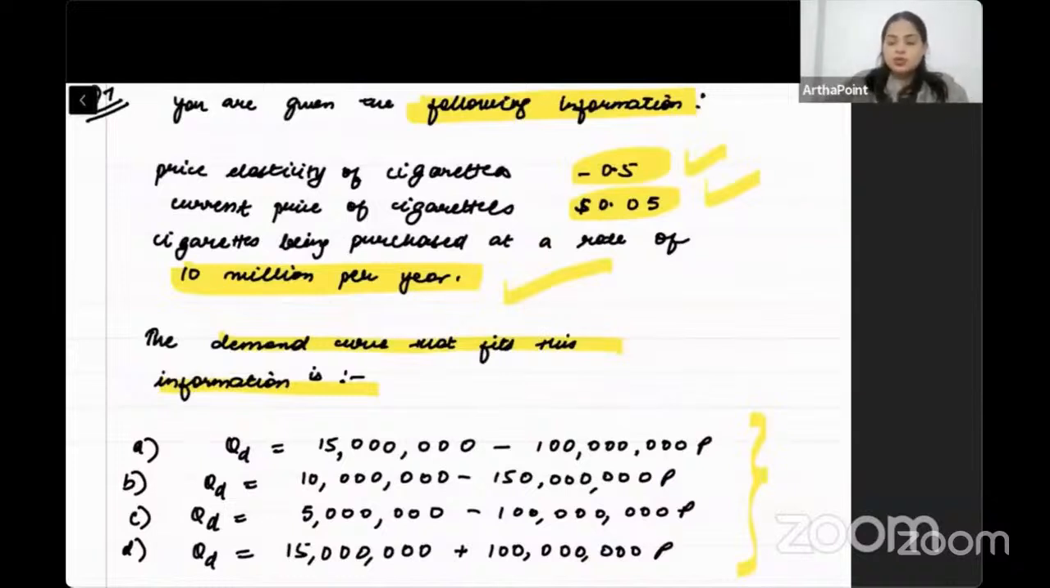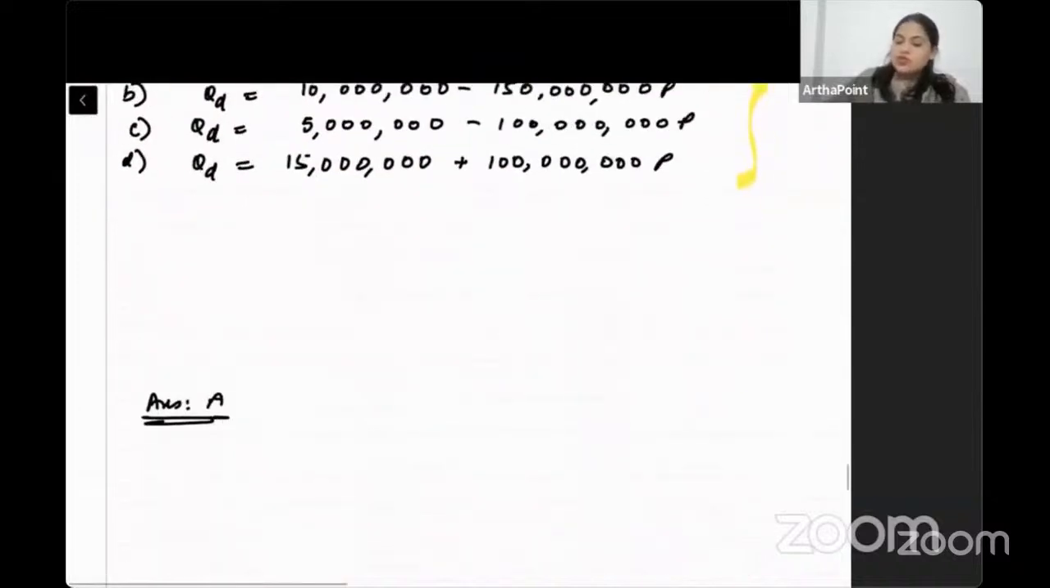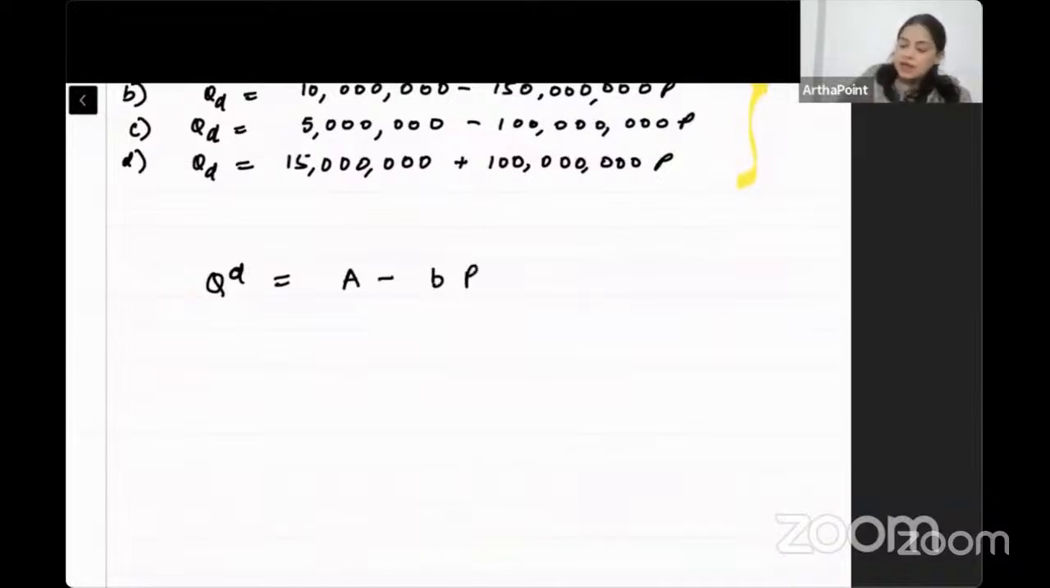Anyone who has been able to do this? Chalo, let's do this together. So think about this. Any demand function can be of the form A minus B P. ठीक है? जो बेटा स्लोप होता है ना डिमांड फंक्शन का वो क्या हो गया? dq by dp, ये आ गई वैल्यू माइनस b.